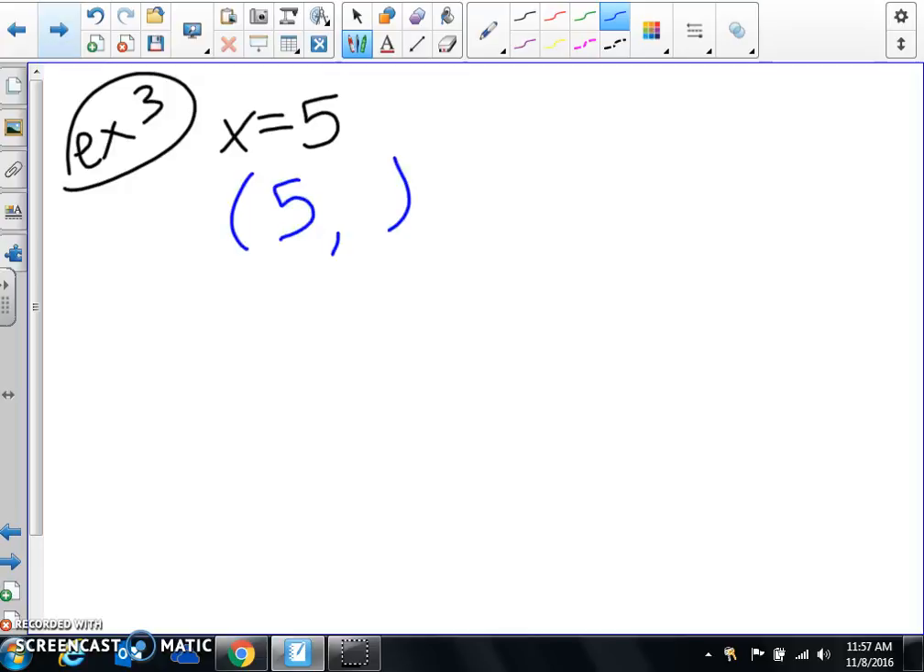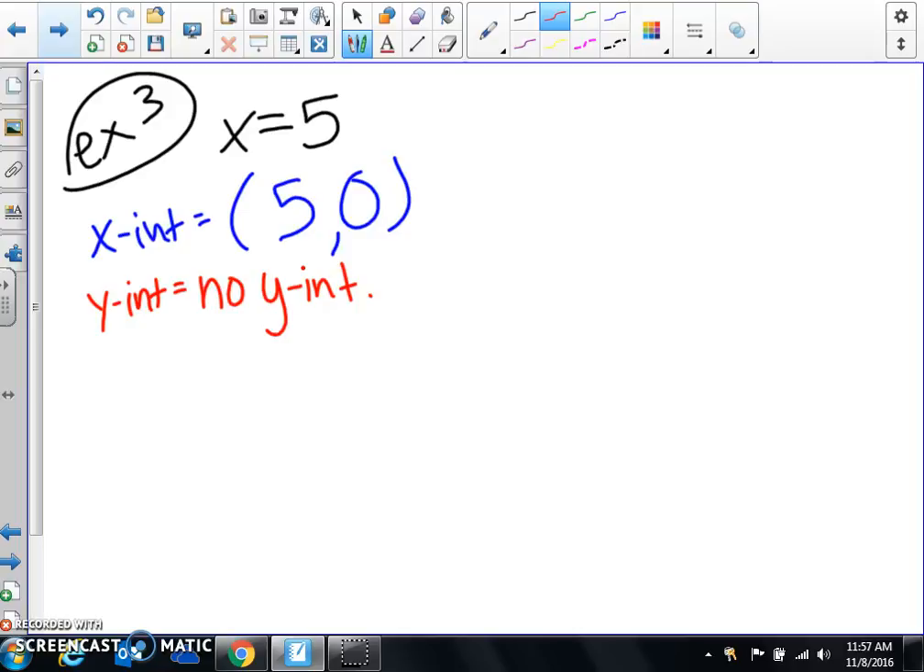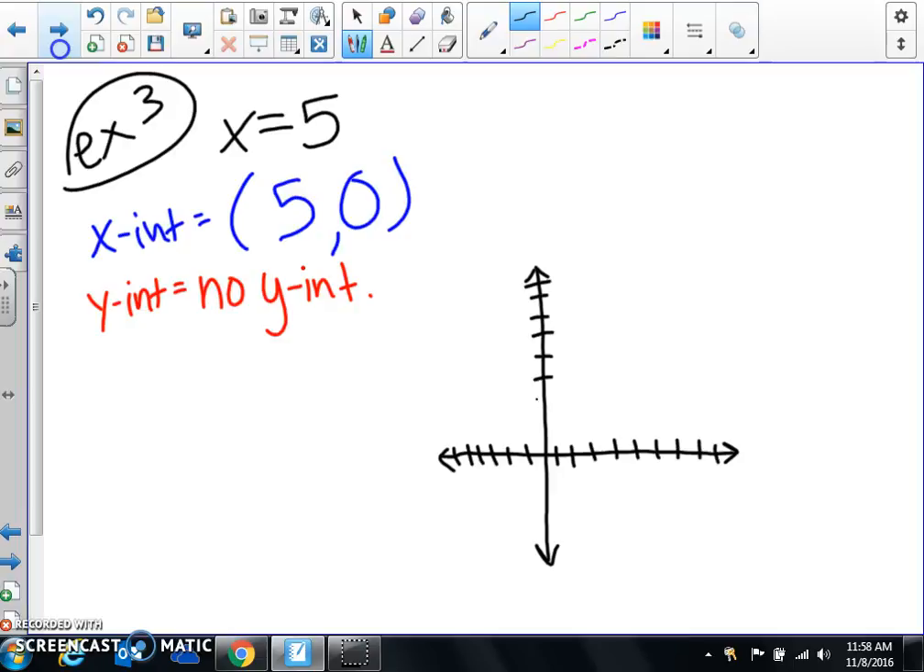My x value is 5, that's my x-intercept right there. X-intercept equals 5, 0. There's no y to be heard of. So your y-intercept is not 0, ladies and gentlemen. There is no y-intercept. It will never intersect the y-axis. And this is what it would look like. We're going to be talking about lines and all that good stuff later. But you really need to think about it.